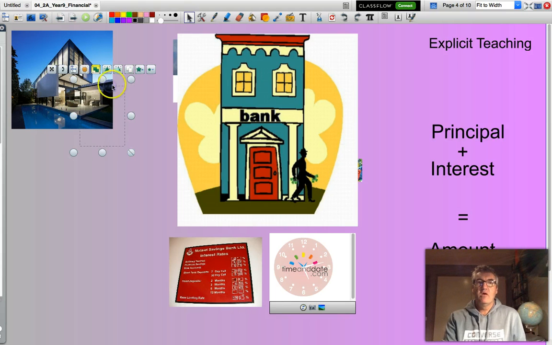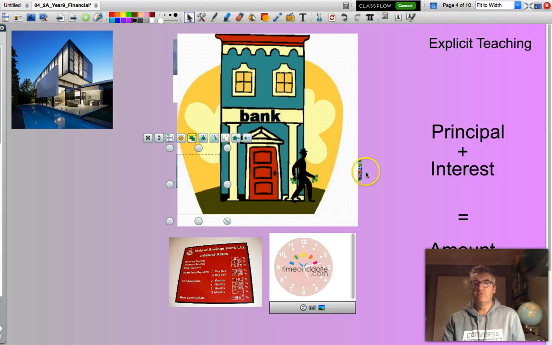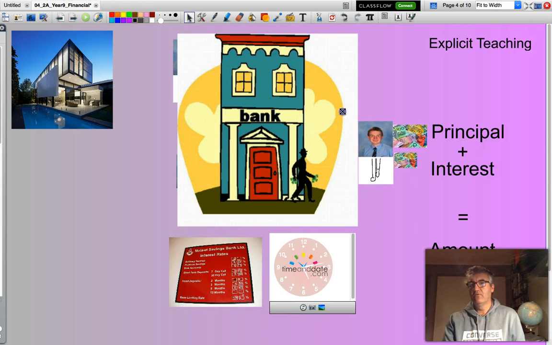Sometime in the future, he will wander back to the bank and go to withdraw his money. He will take out of the bank both the principal, in other words, how much money he invested, plus a little bit extra, which is referred to as interest. When you combine the principal with the interest, that is referred to as the amount.